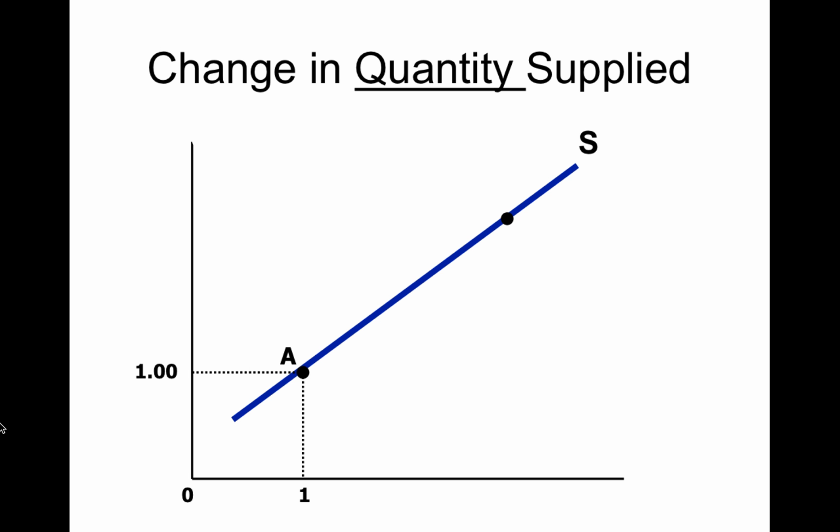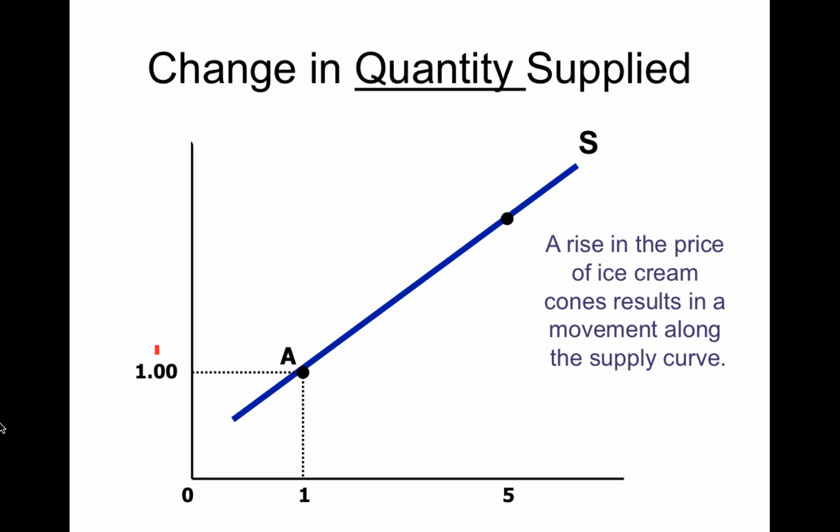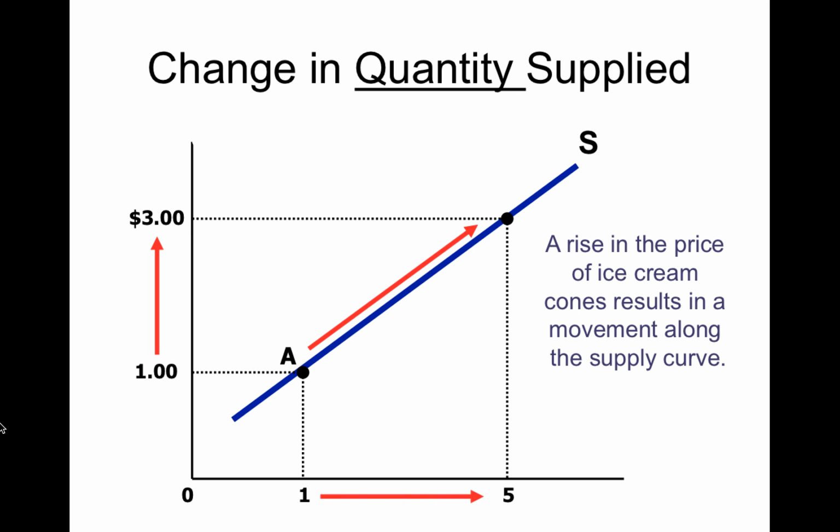Again, a change in quantity supplied is caused by a change in price, so don't forget that. So if it went from $1 to, let's see, $3, that would be a movement on the curve. It would be a change in price of the product, and that is just a change in quantity supplied. So quantity supplied is a change in price of the product.